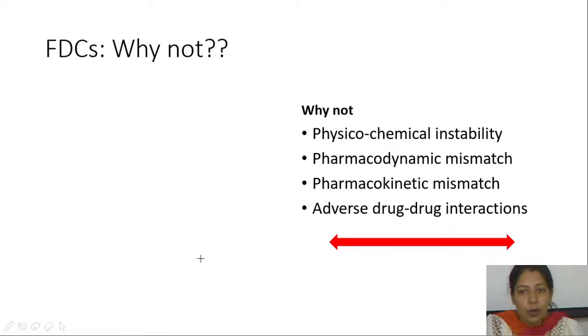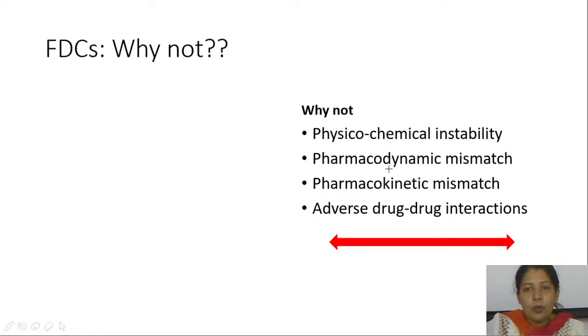Why FDCs should not be made? If there is any physicochemical instability or incompatibility, that means if you mix 2 drugs, they would interact physically. There would be structural incompatibility and they would inactivate each other, or chemically they would inactivate each other. That makes it difficult to combine into one formulation.